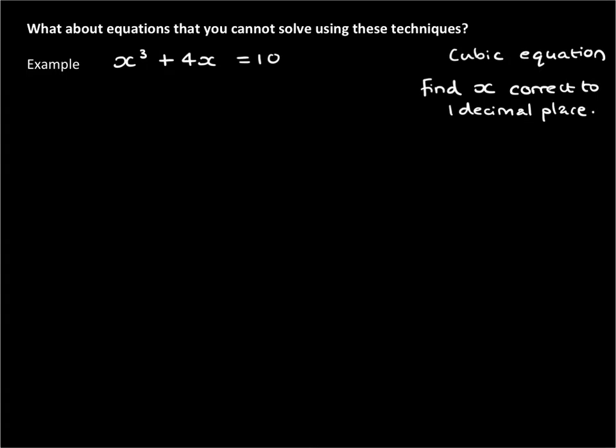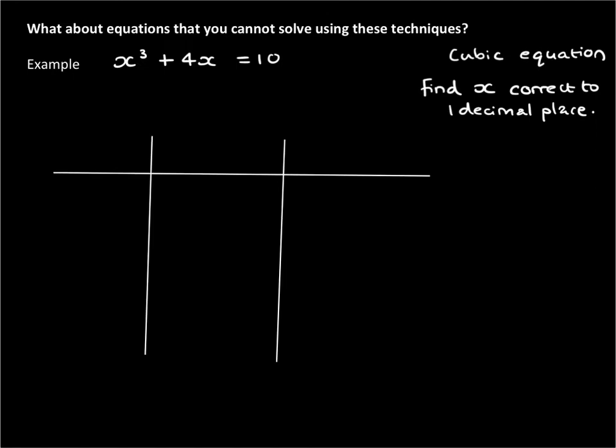Well, you have seen a process previously called trial and improvement. We're going to use that. We can't solve this equation very easily algebraically, so we're going to need to look at another way of doing it, and a numerical method like trial and improvement is a good way of doing this. So let's see what we remember from trial and improvement.